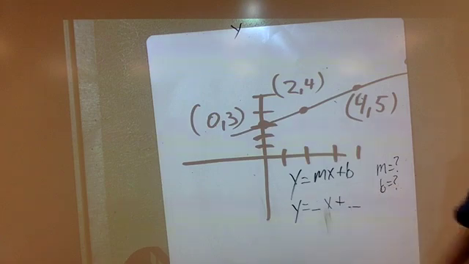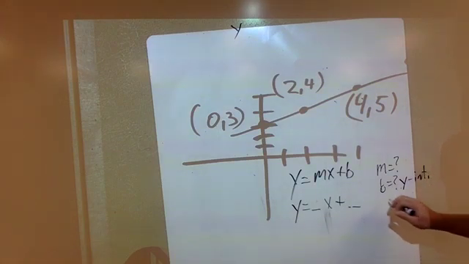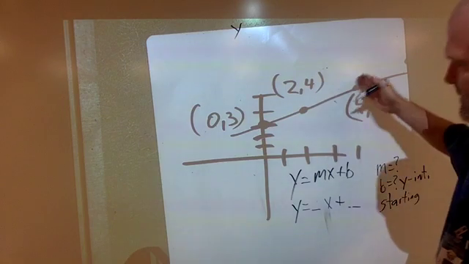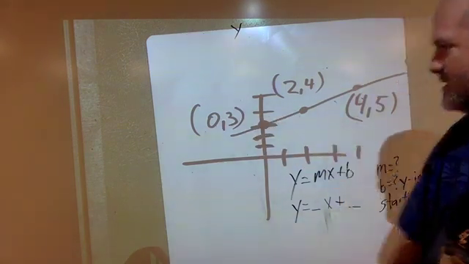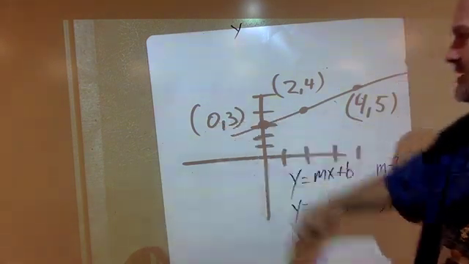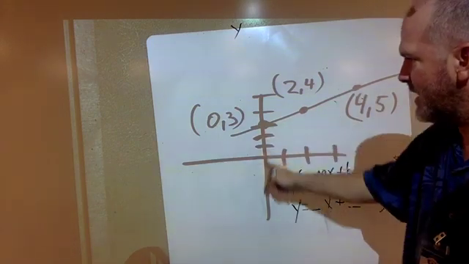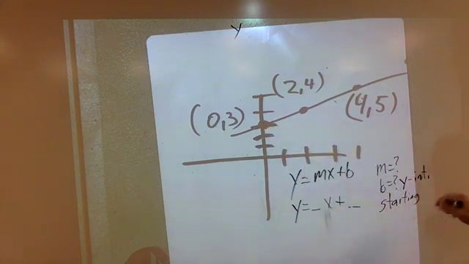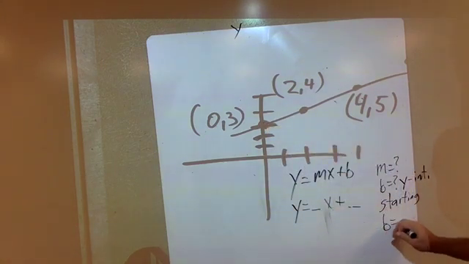B is the easy one. B is your starting point. Technically, it's the y-intercept. I call it the starting point. That means start from that spot. Start when x is 0. What does y equal when x is 0? Where is this line crossing the y-axis? Well, when x is 0, y is 3. This line is crossing the y-axis at 1, 2, 3 spaces up, 3. So B is 3 in this one.